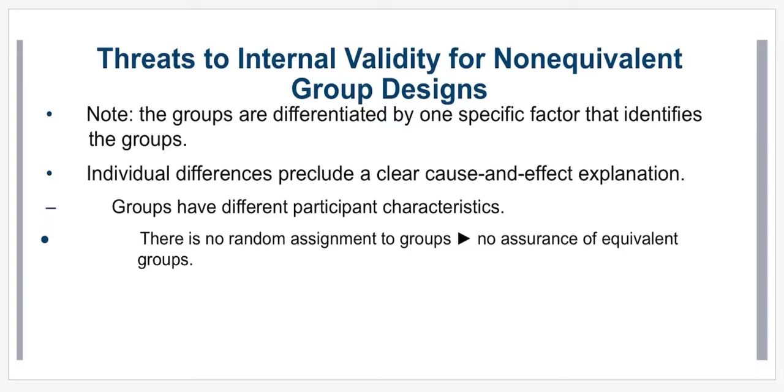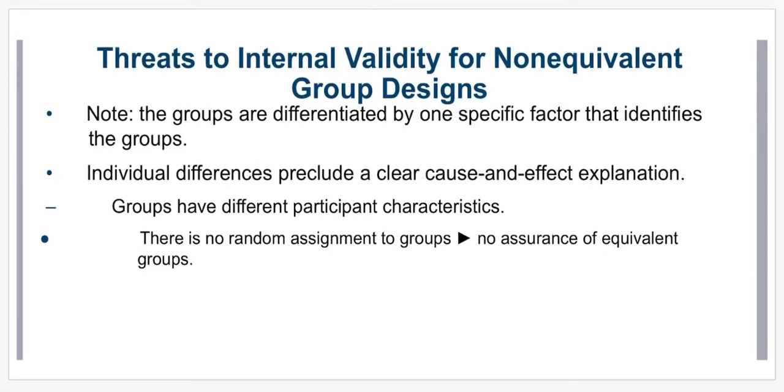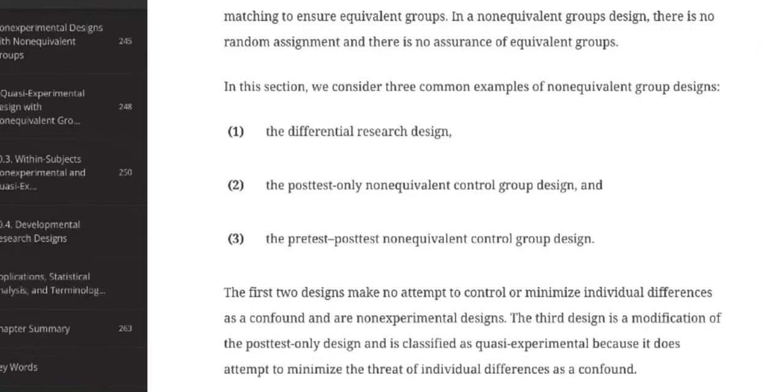So there are three common examples of non-equivalent group designs. And again, back to this, this is why we call it non-equivalent group design, because the groups are not equivalent. We have no way of assuring through random assignment or any other way that they are equivalent beforehand, or equivalent on all other factors, right?